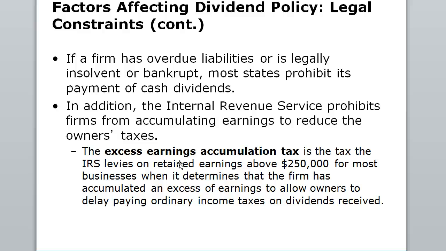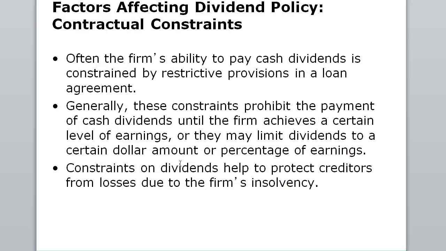Basically, if the owner doesn't want to pay any taxes, they'll try to keep all the money retained in the business and just not receive any of it, and maybe be waiting for a time when their tax exposure is less. But the IRS doesn't like that. Contractual constraints: the firm's ability to pay cash dividends can be constrained by provisions in a loan agreement.